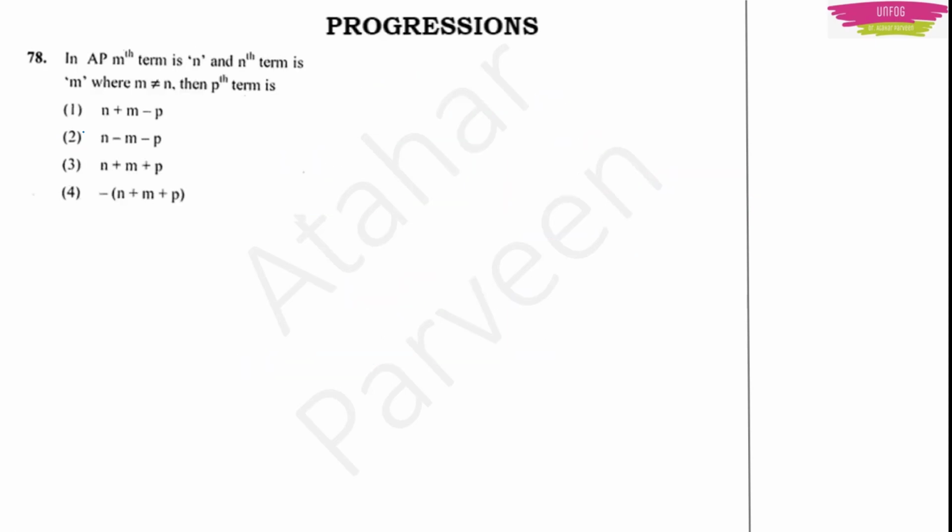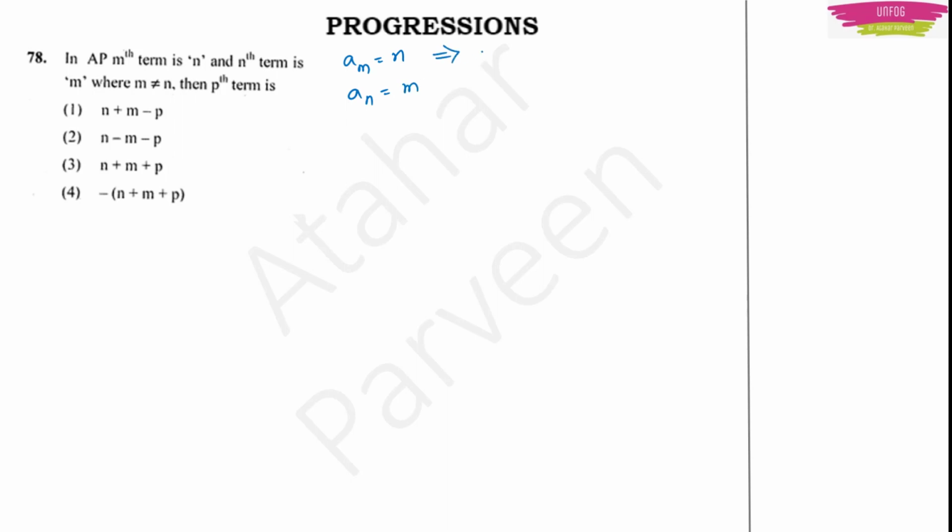Okay. Next question. This is AP, arithmetic progression. It is from progressions. Okay. So the question is: in an AP, mth term is n and nth term is m, where m is not equal to n, then pth term will be what? So here don't get confused. First you write one by one. Okay. First what they are telling, mth term means am. This is equal to n. Then nth term, this will be an. This is equal to m.